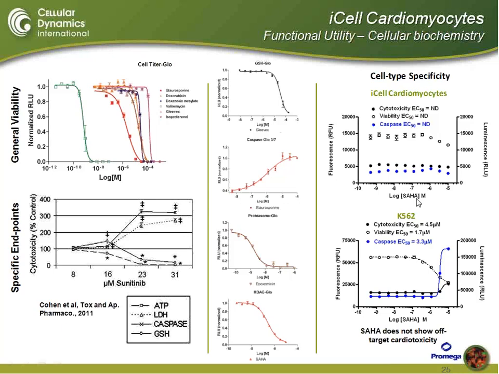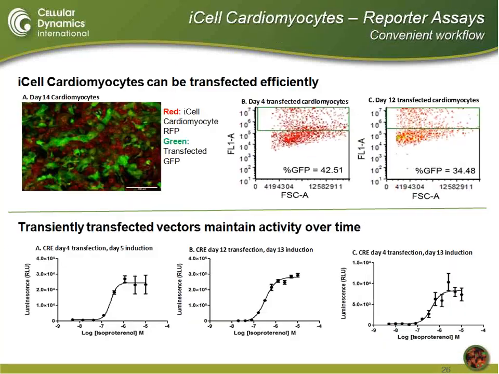Here we have SAHA, a cancer drug, being applied to the ICL Cardiomyocyte as well as the K562s, and you see an increase in apoptotic activity, a decrease in the viability, and an increase in the cytotoxicity in the cancer line, as you'd expect from a cancer-specific drug. But you don't see the same effect in the ICL Cardiomyocyte. So once again, it's very important to use a very relevant model to study what it is you truly want to study. And with the ICL Cardiomyocytes, you get all the different pathway biology that you'd be looking for.